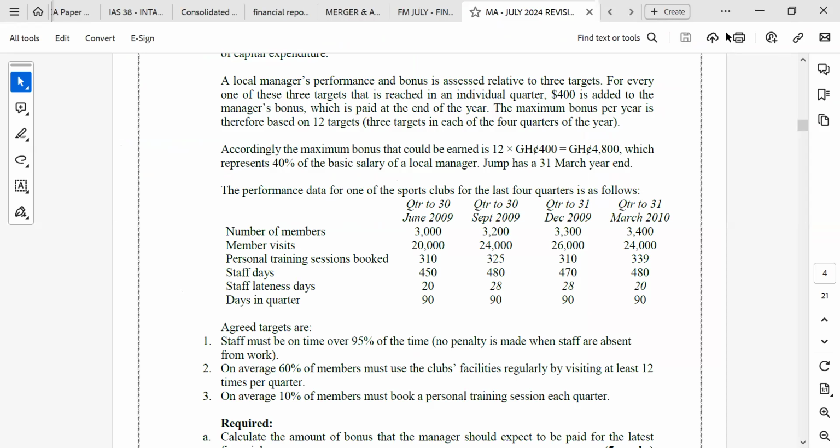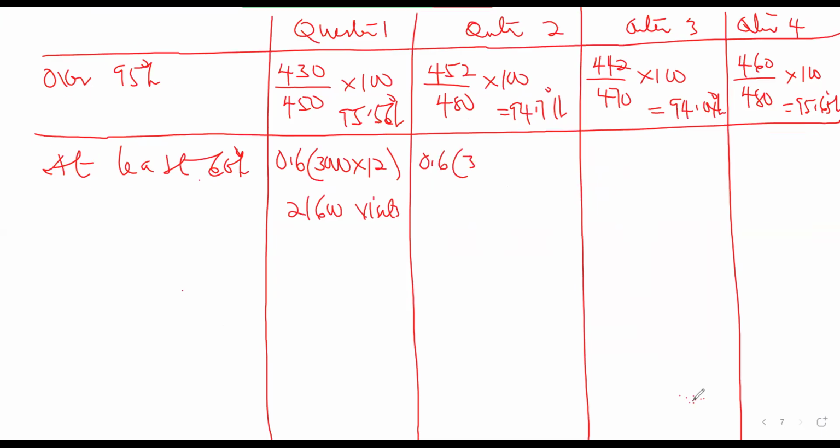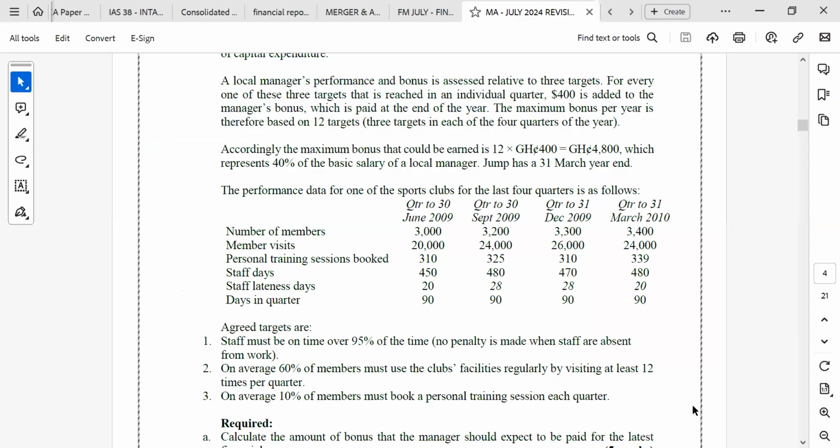We are going to be having 3,200 multiplied by 12, multiplied by 60%, isn't it? So we have 0.6 multiplied by 3,200 multiplied by 12. What are we having? 23,040. Okay, this is the target. But what is the actual visit? It's 24,000. Target has been achieved, isn't it? Yes. So it means that they visited more. So target has been achieved for this particular one. Let's go to the other one.